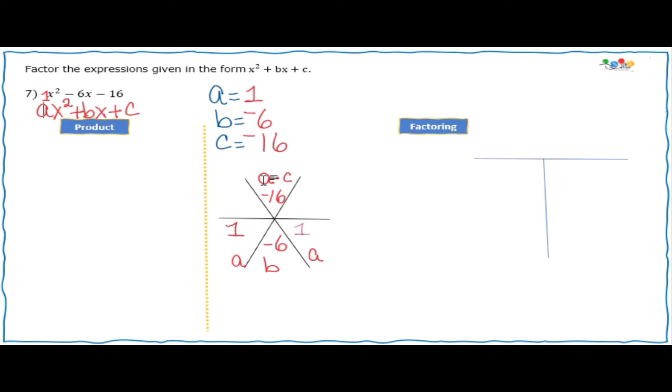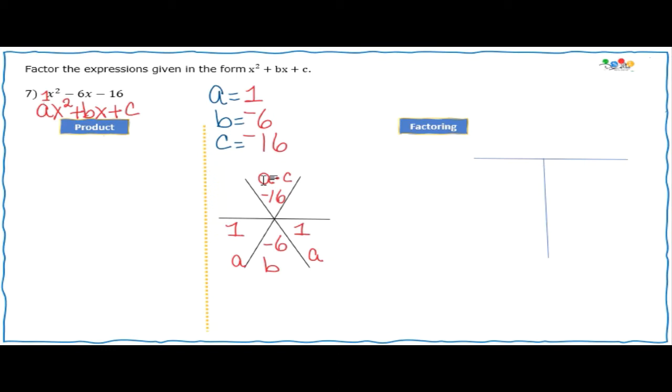And I know what you're thinking, Miss, every time that I've been doing questions lately, it's been a 1. Is that going to be all the time? Of course not. We'll do some more examples in a minute where the coefficient will not be a 1. But for right now, let's finish this one.